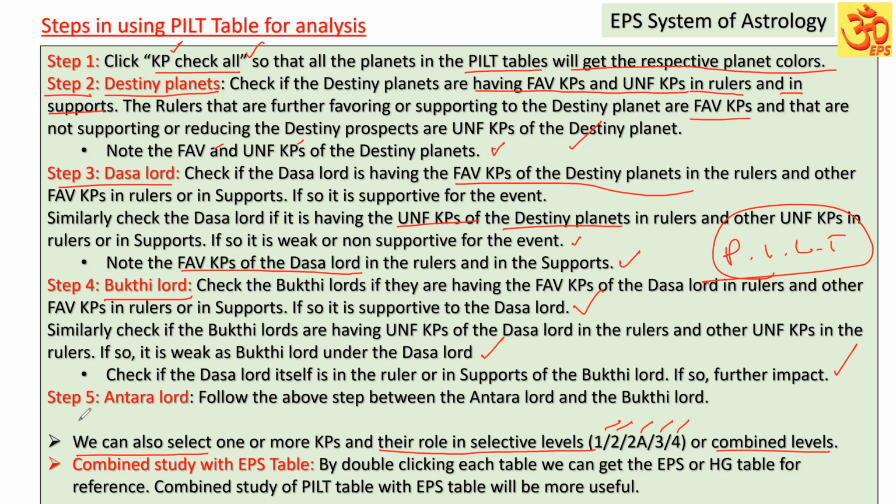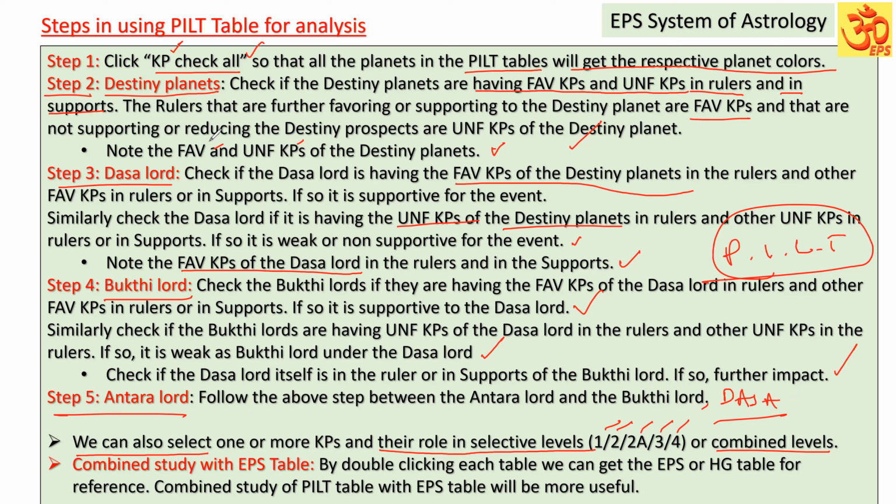Once the Bukti Lord is over, and we have checked the Dasa and Bukti combination, then check the Antara Lord. Step number 5, Antara Lord: follow the above steps between Antara Lord and Bukti Lord. So the Antara Lord can have the rulers of the Bukti Lord; the key planets of the Bukti Lord will be there in the Antara Lord, either in the ruler or also in supports, and the Dasa Lord's role also may be there, along with that of the Bukti Lord. The Dasa Lord's key planets also may be there in the Antara Lord.